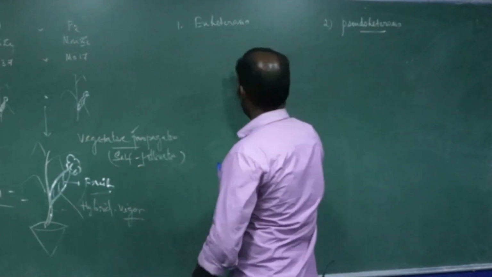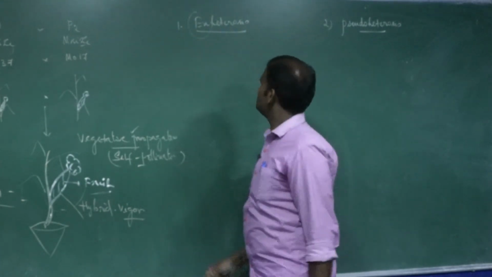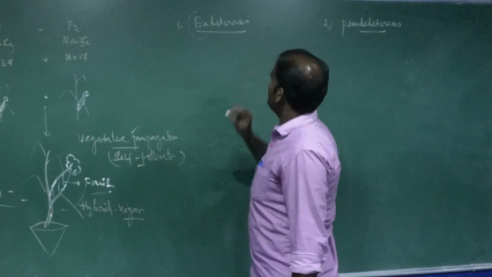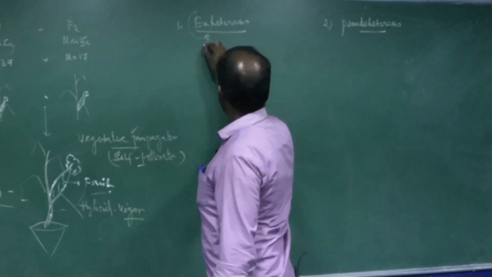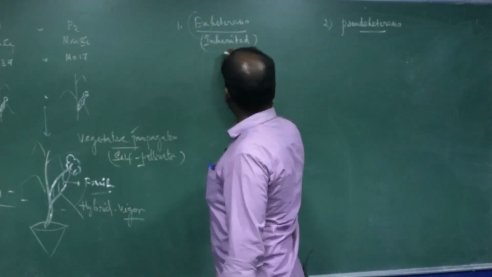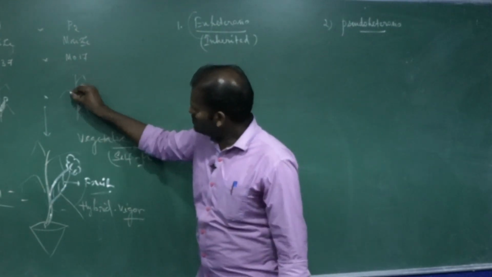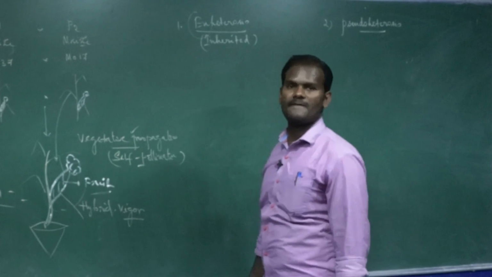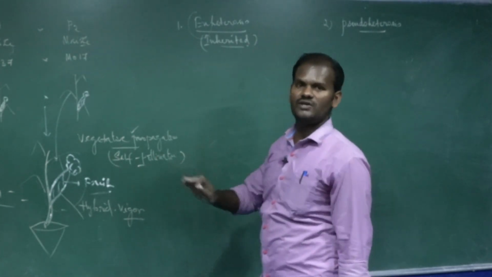Euheterosis and pseudoheterosis. The word "eu" means true, so this is called true heterosis. It occurs naturally, so it is called inherited heterosis. Inherited means it occurs naturally during sexual reproduction. The characters are transferred from parents to offspring. These are the inherited ones. This is called euheterosis.